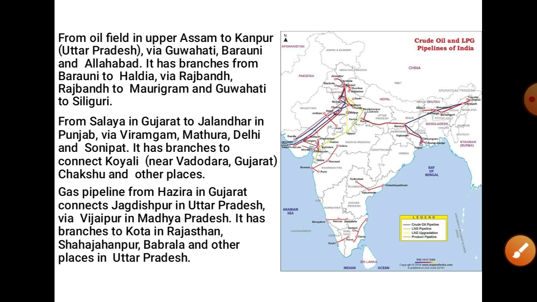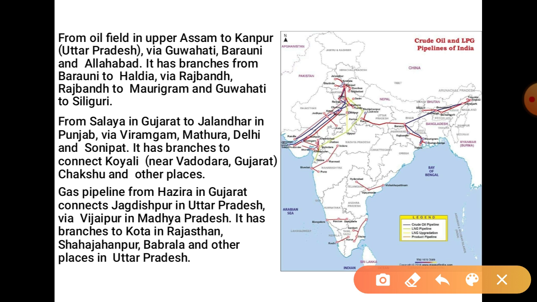There are three important pipelines in India. The first pipeline is from Assam to Kanpur via Guwahati, Barauni and Allahabad. It has branches from Barauni to Haldia via Rajbandh, Rajbandh to Mayurgram, and Guwahati to Siliguri. So this is the first pipeline.